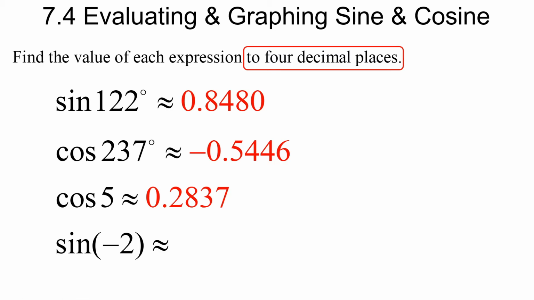All right, same thing for sine of negative 2. Sine of negative 2 radians. And that's going to give us negative 0.9093. And there you go. There will probably be one problem on your test where you get to use your calculator. Make sure when you do that, your calculator is in the correct mode.